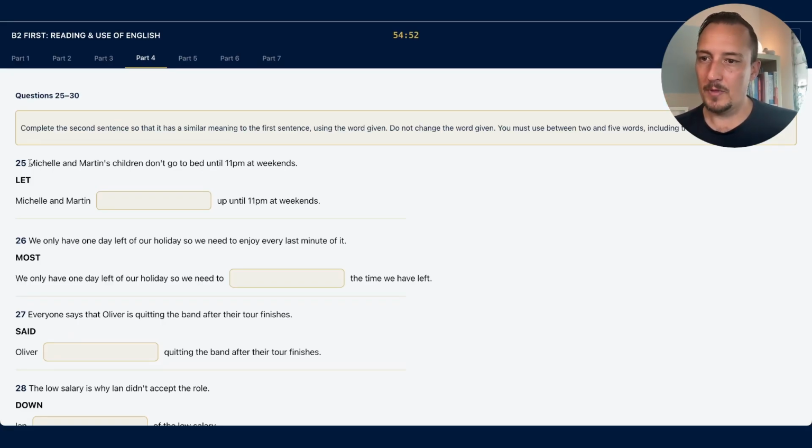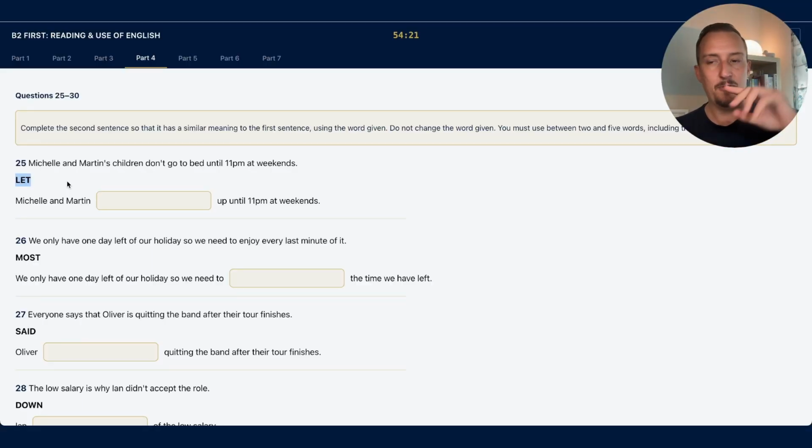Okay, so let's start with this first technique. What do we need to do here? We need to complete the second sentence so that it has a similar meaning to the first sentence. Now, in each question, we're given a word. We must use that word and we mustn't change its form.